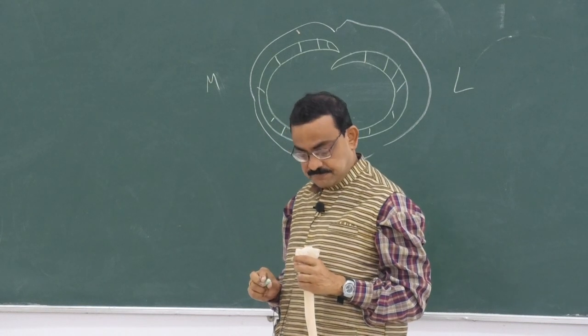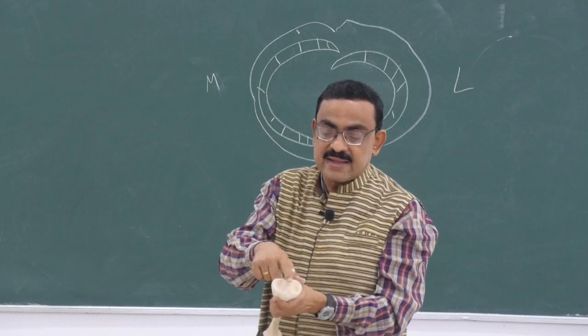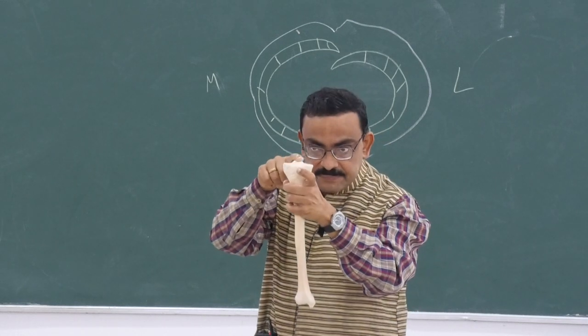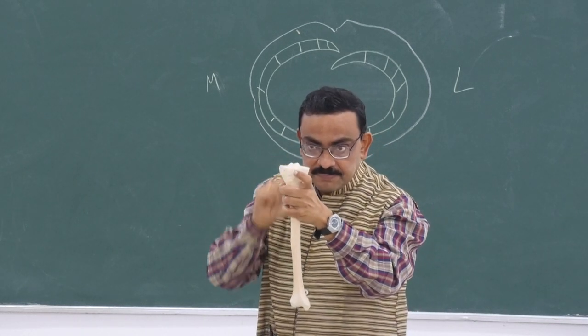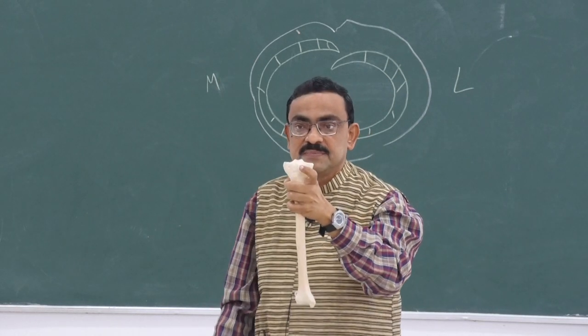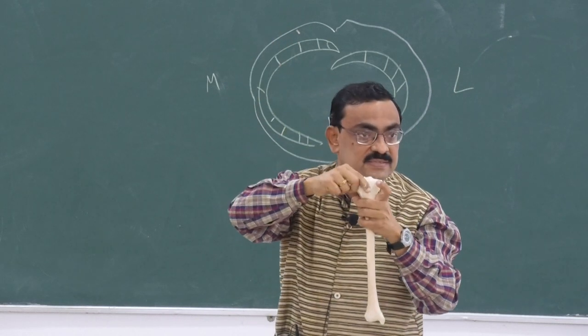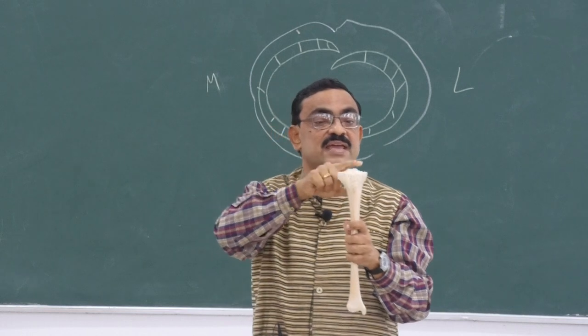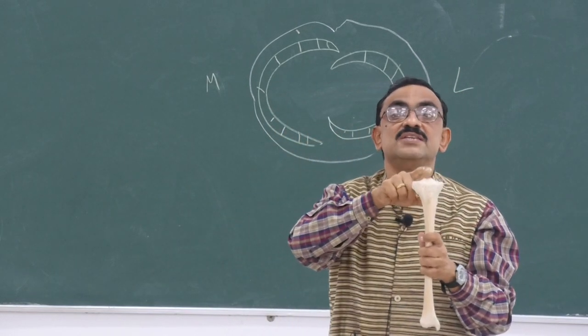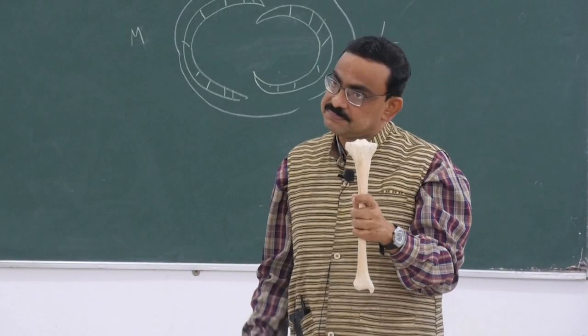Clear? And in between we can get a projected area which is called eminence. Any bony projection is called an eminence. So it is present in between the condyles, so it is called the intercondylar eminence. Clear?